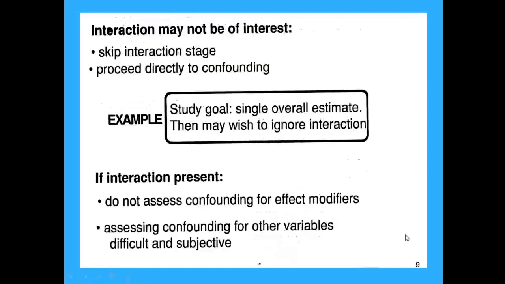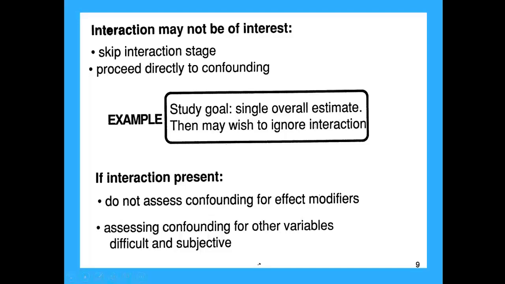So what about the next thing? By the way, there are always guidelines here. Depending on where you are with what you're studying, you may not be interested in interaction. You may be at an early stage and simply want to see what's roughly going on. I'm hypothesis generating, so I don't want to even consider a model with interaction. If that's the case, skip the stage. Proceed directly with confounding. We'll have to talk about how you assess confounding and how to assess interaction. If the goal is to get a single overall estimate, then you might want to ignore interaction.